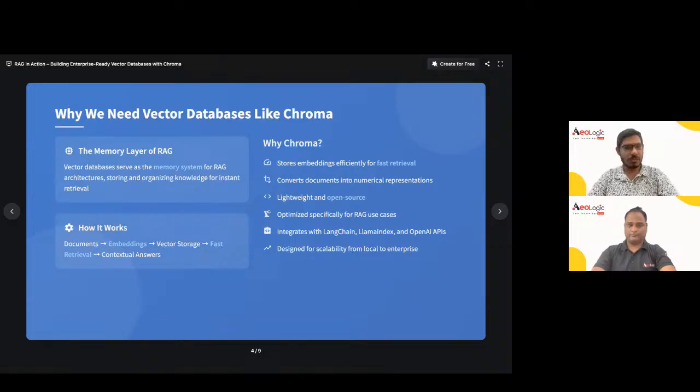What are the real world use cases? How are enterprises using RAG and Chroma together today? Okay. So here are a few examples we have seen across industry. The first use case could be enterprise knowledge assistant. Companies are building internal co-pilots that answer questions from policy documents, SOPs, or HR manuals using RAG.